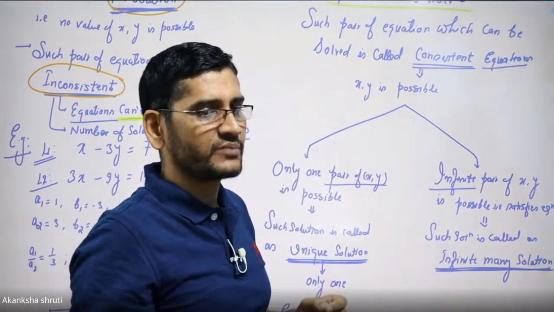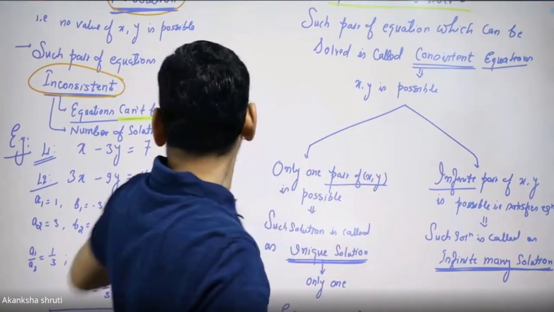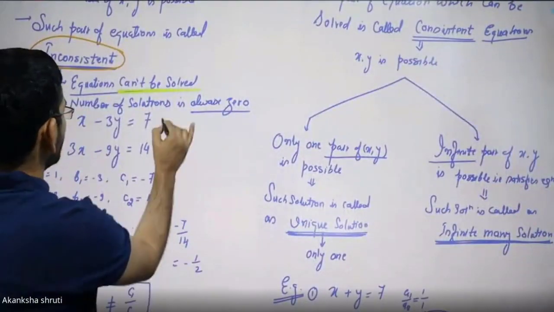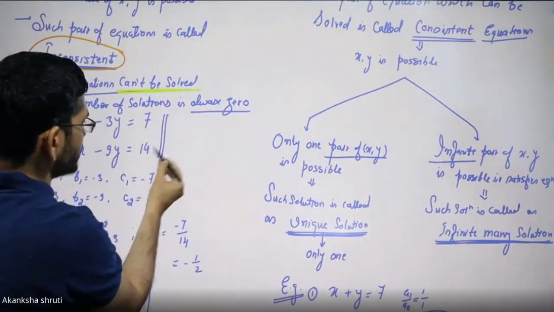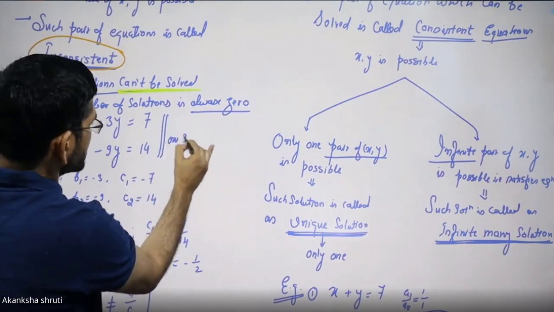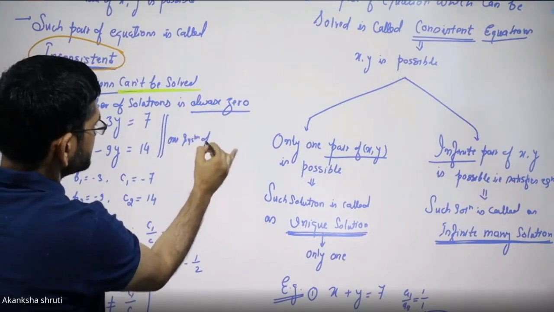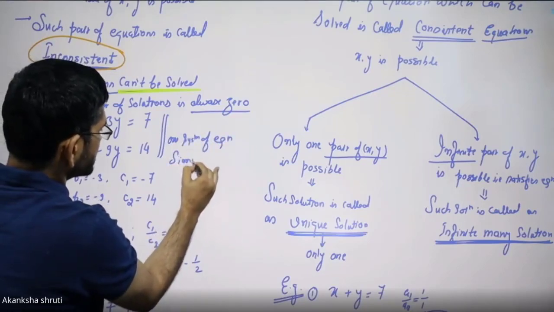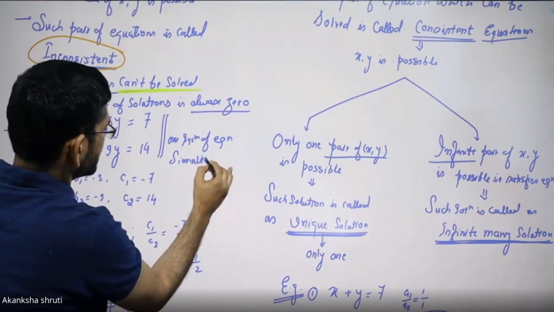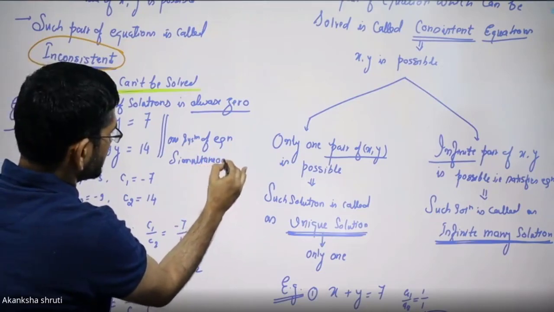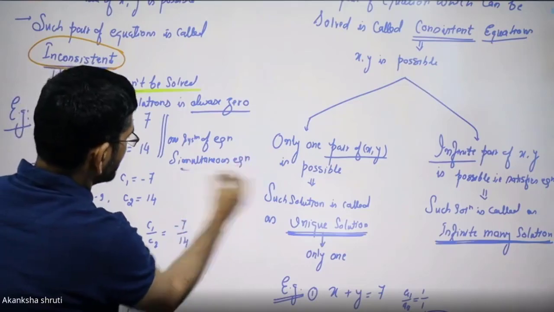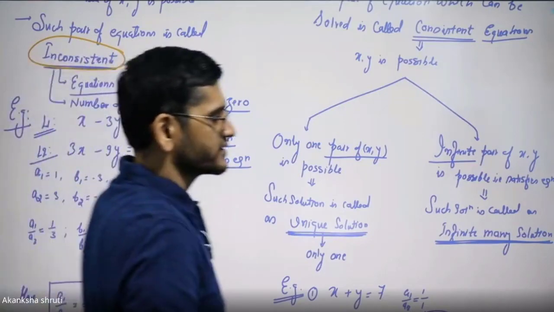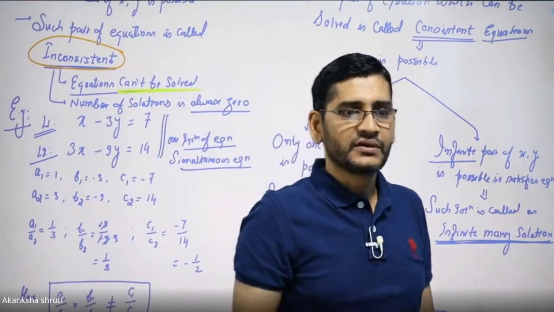Here we are using the term system of equations. Why? Because we are using this in a pair. Like this is in a pair, so this together is forming one system of equations. And since these are solved together, this is also called simultaneous equations. So these terms, pair of equations, system of equations, simultaneous equations, are used for the same reference.